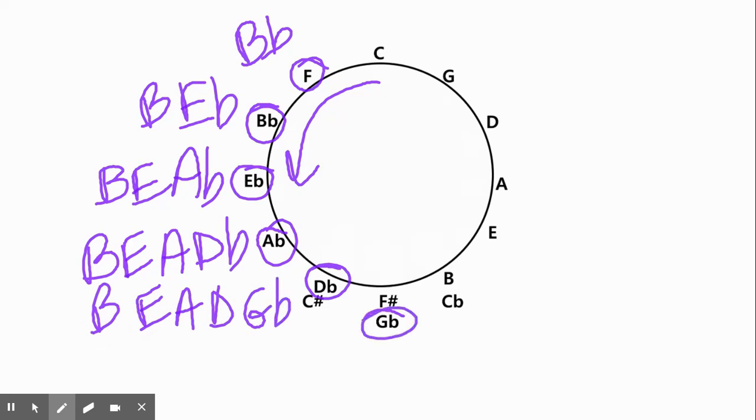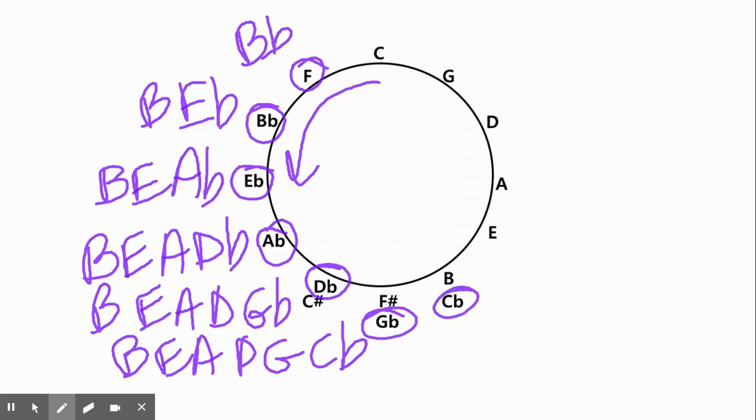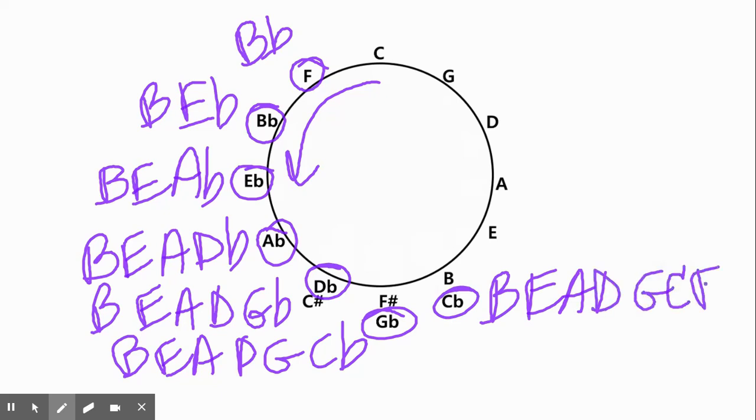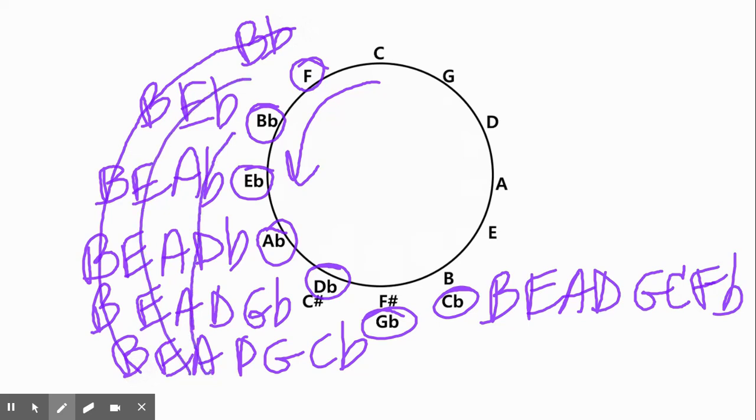In the key of G flat, we have the flats B, E, A, D, G, and C. And in the key of C flat, we have the flats B, E, A, D, G, C, and F. And it also follows, once a B is flat, it stays flat going around in the new keys. Once an E is flat, it stays flat. Once an A is flat, once a D is flat, etc. And you'll notice they're always in the same order. And this helps us figure out our key signatures and a lot more, but I will get into that later.